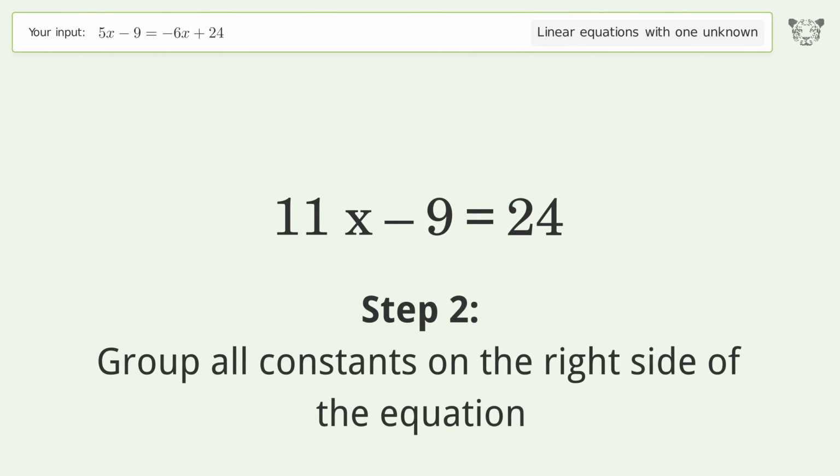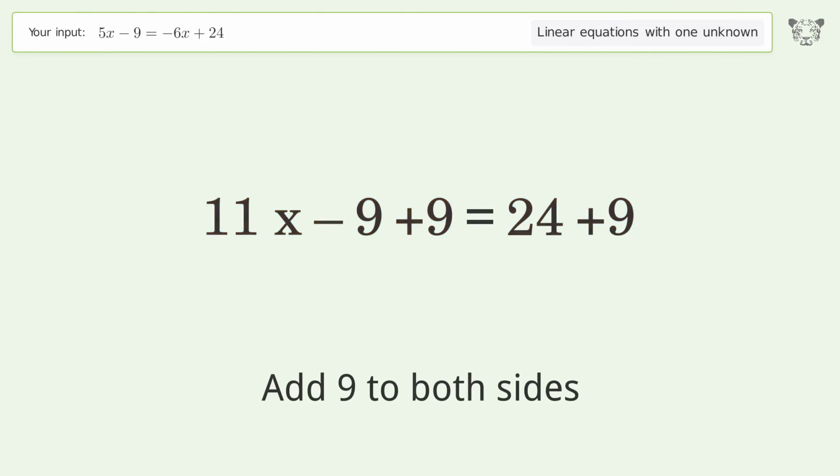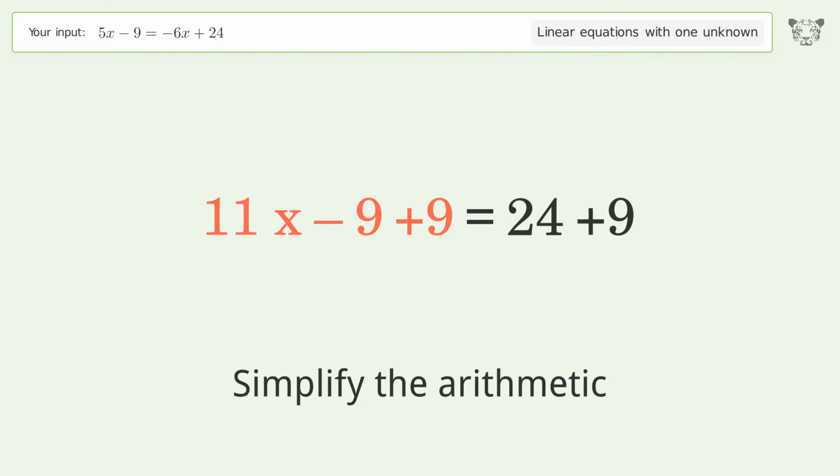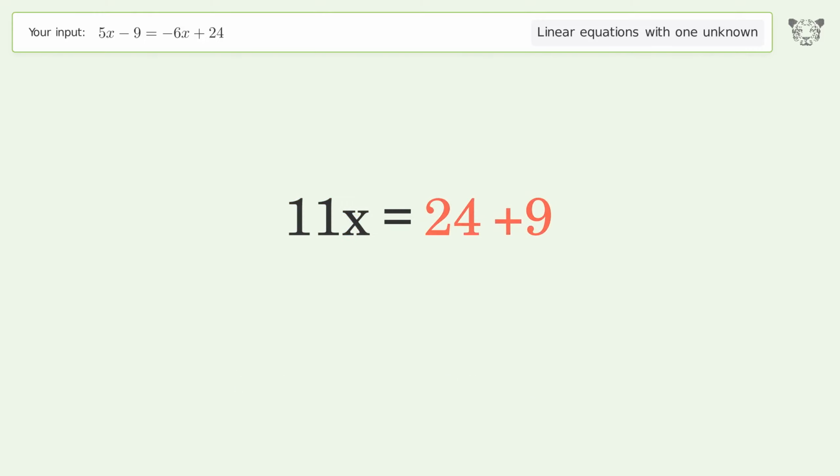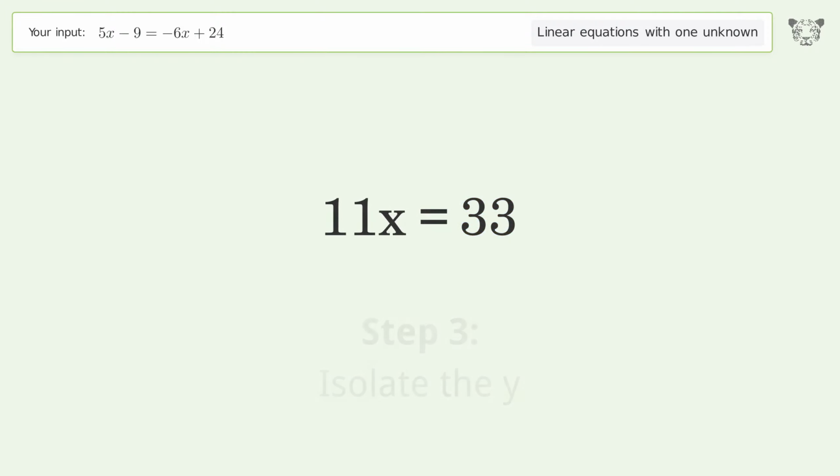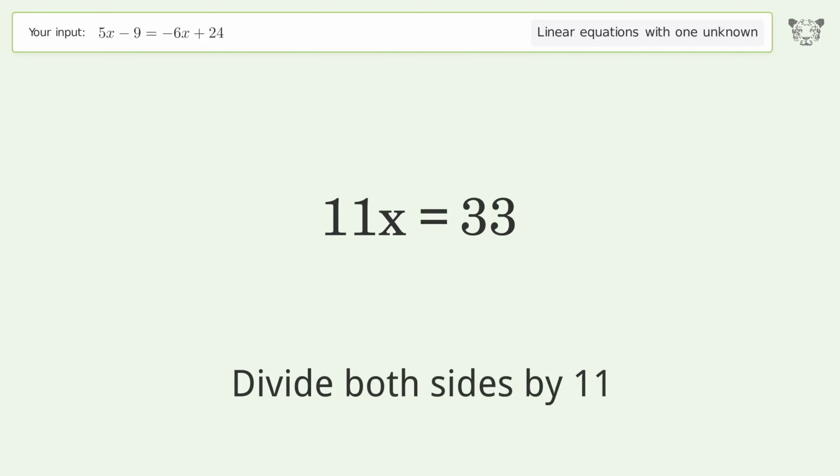Group all constants on the right side of the equation. Add 9 to both sides. Simplify the arithmetic. Isolate the y. Divide both sides by 11.